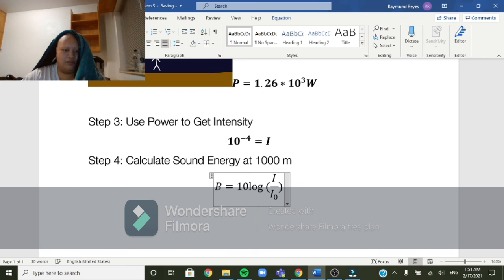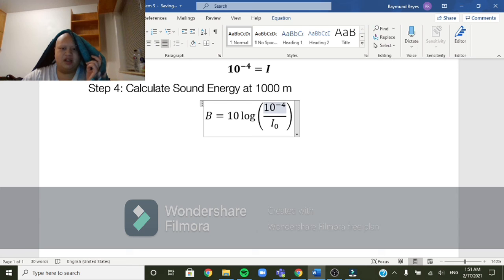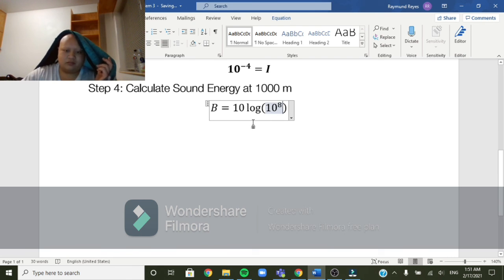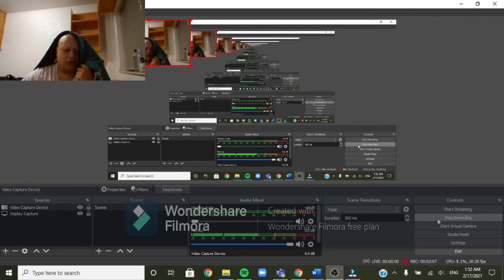If you remember, E equals 10 times the log of the intensity divided by the threshold. We just calculated the intensity, and the threshold is a constant. So we plug in 10 to the negative 4 for I, and the threshold is 10 to the negative 12. If you do the division correctly, it would be 10 to the 8th power. Now that you have a logarithm base 10, and the 10 is the base inside the logarithm, the 10 basically cancels out, and the exponent comes out. The log of 10 to the 8th power is just 8. 8 times 10 is 80, and the sound level at 1000 meters is 80 decibels. Now I can go to sleep, and the sun's up.